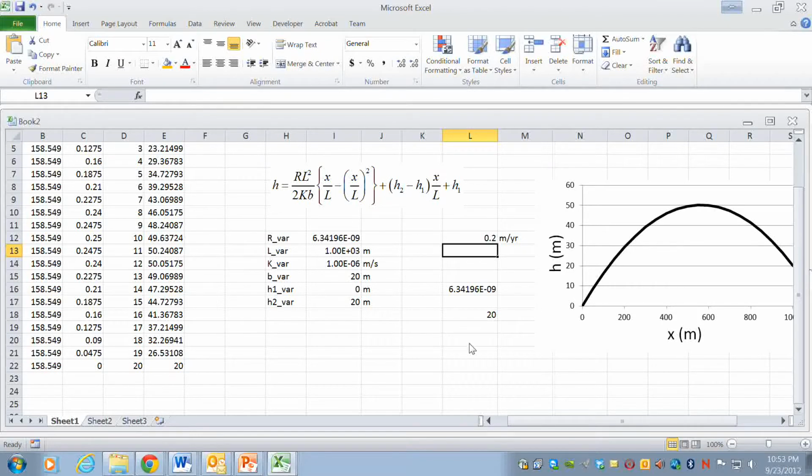Very easy to do these experiments and try out the different values, and the nice thing is that you just change these numbers, and because it's done with variables, the calculations are automatically updated.